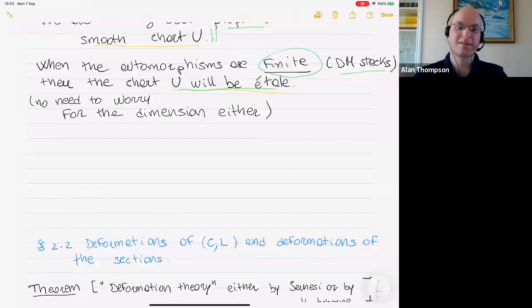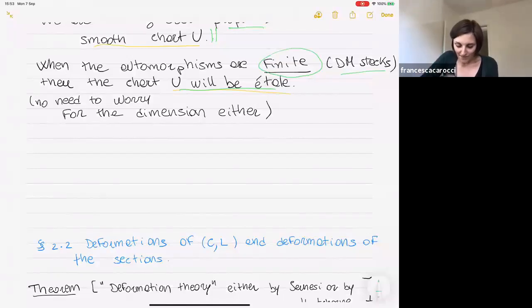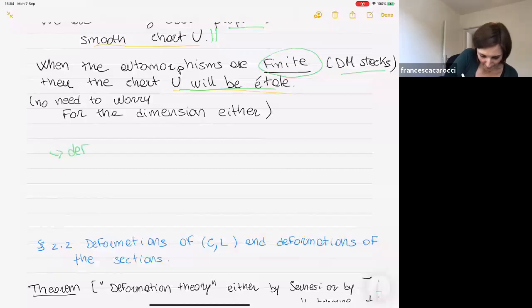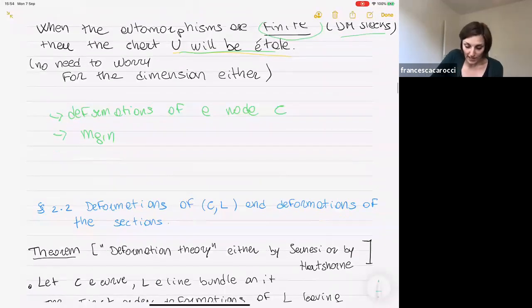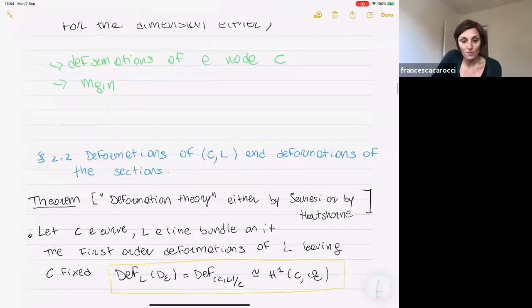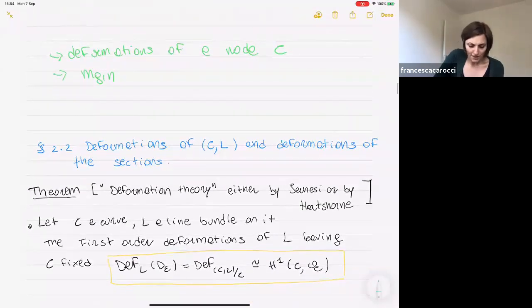Okay, very good. So we have now seen everything we wanted to see about the deformation of a nodal curve C, and about this space of pre-stable curves. Let's now see what happens if together with our curve C, we also want to deform a line bundle. First of all, let's try to deform the line bundle, leaving the curve fixed.